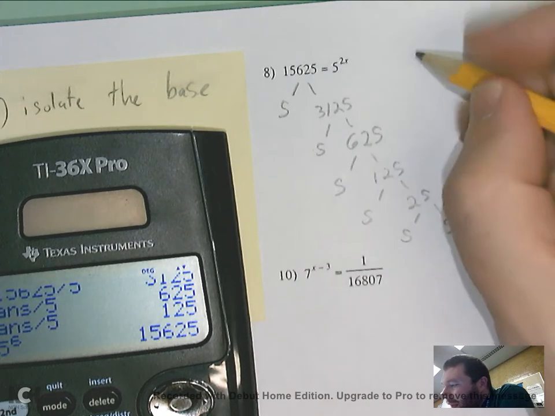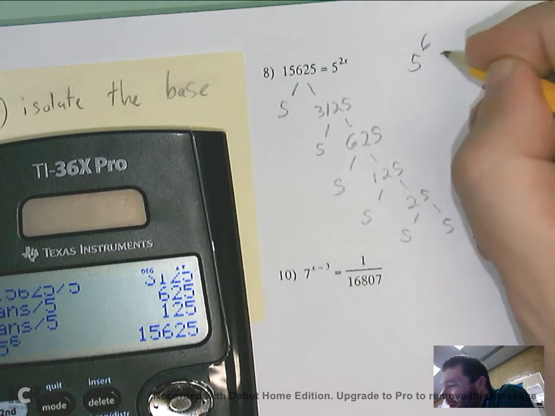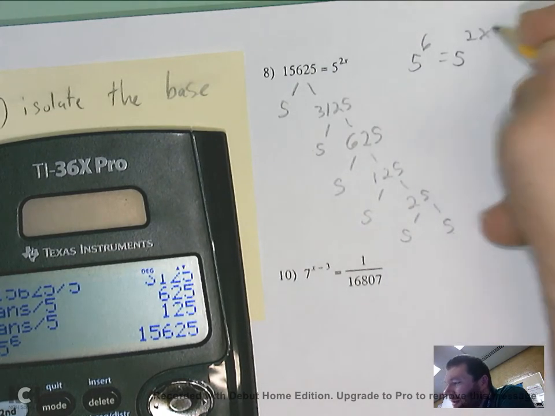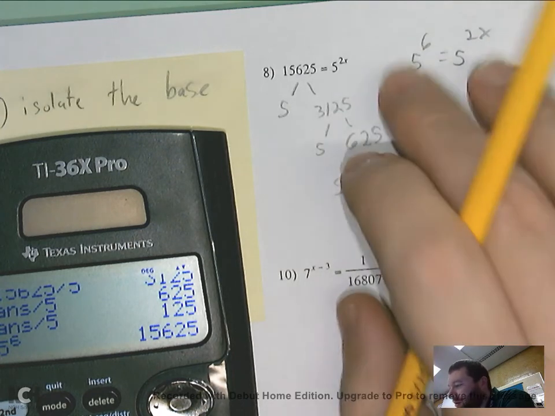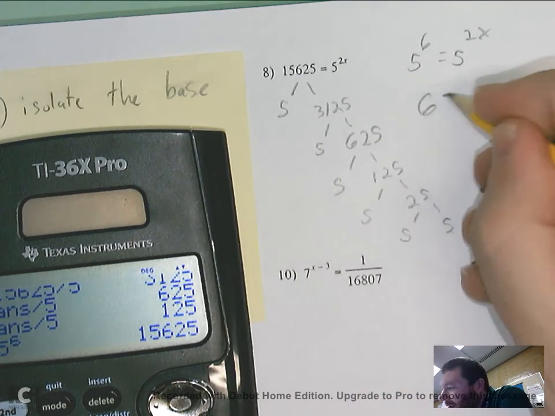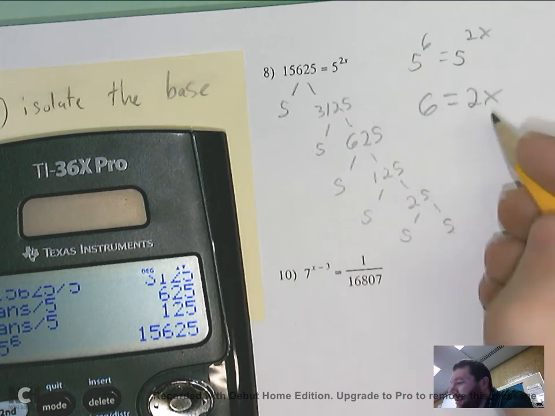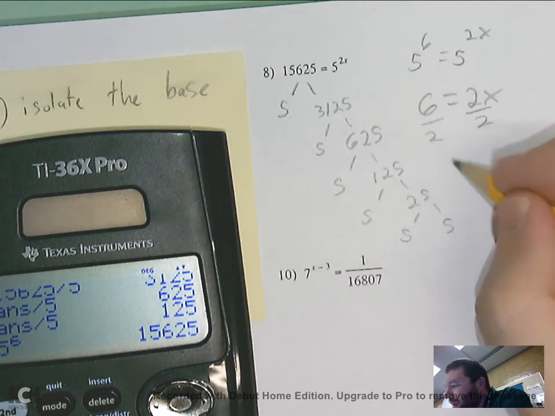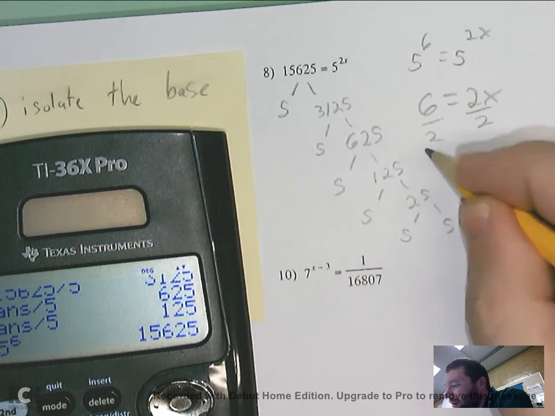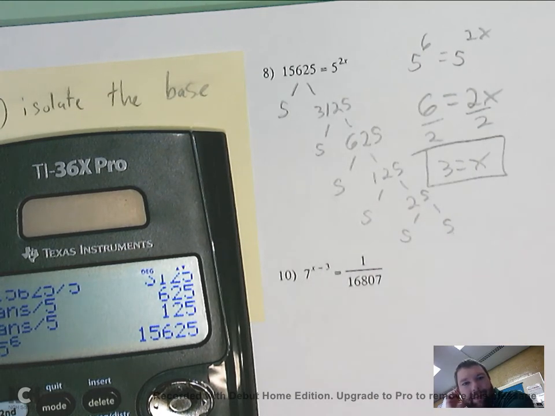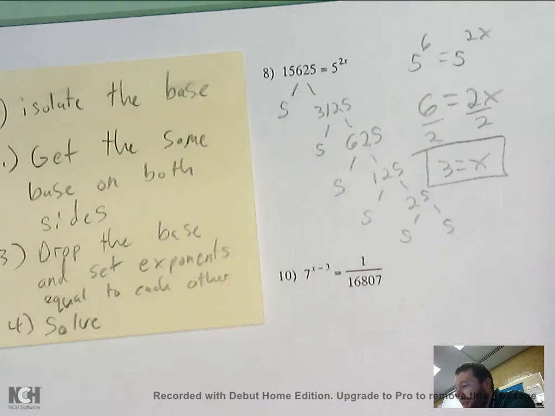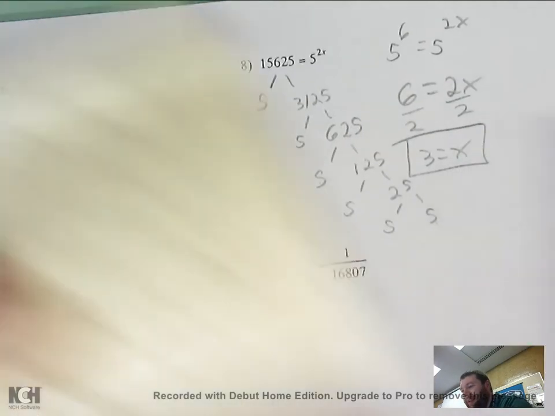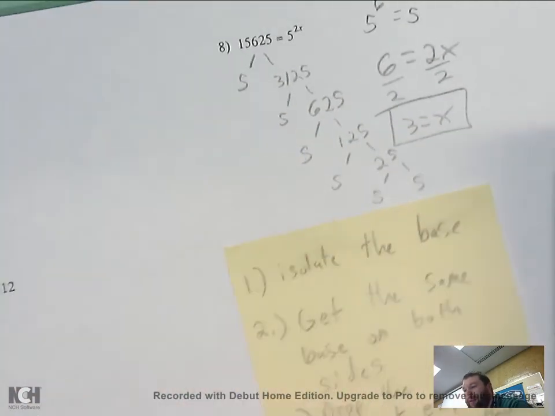So I can rewrite that as 5 to the 6th power equals 5 to the 2x. Now they have the same base, drop the base, set the exponents equal to each other, gives me 6 is equal to 2x. And then I would divide by 2. And that gives me 3 is equal to x. And I'm done. Okay. And then, let's see. Let's look at this one.